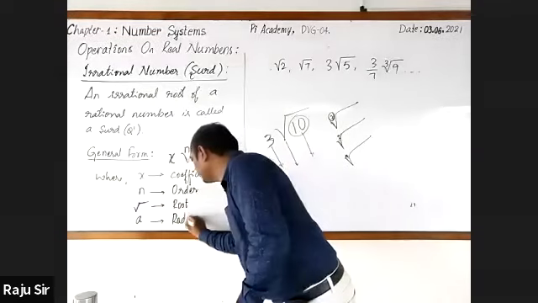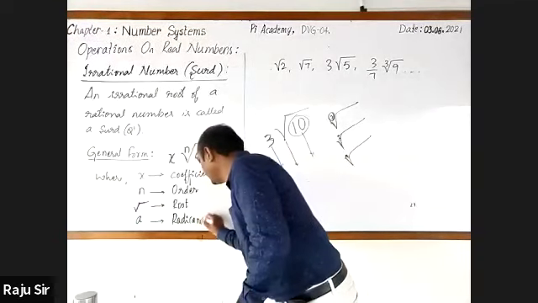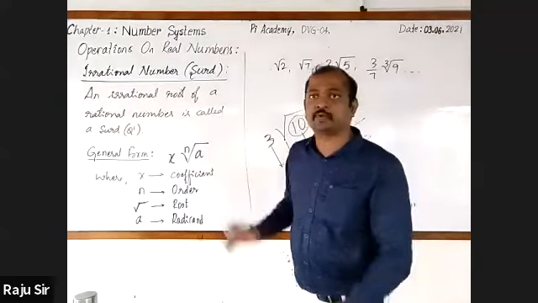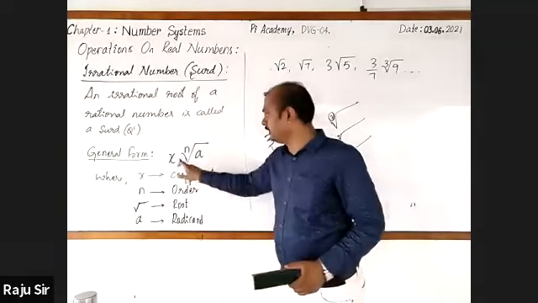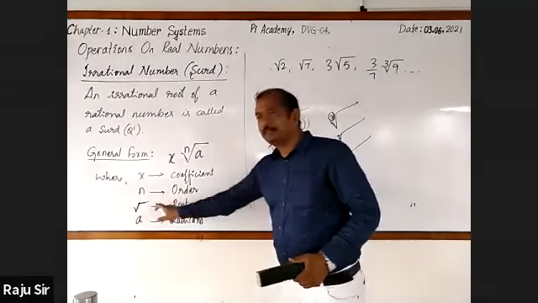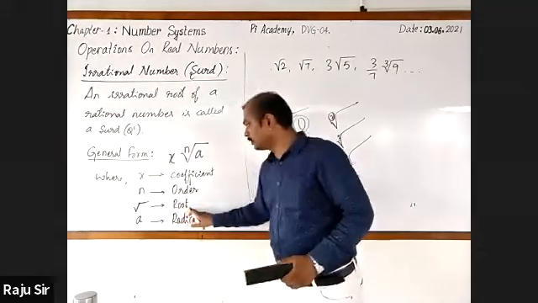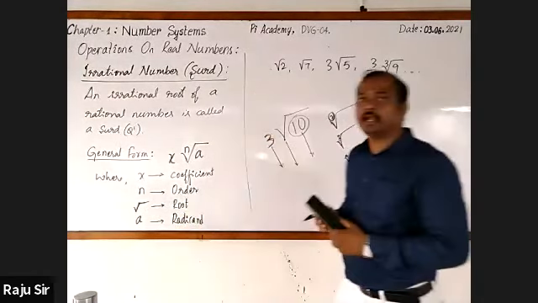Radicand, sir. Radicand. It is there in your textbook. Please keep on reading the textbook. X is coefficient, N is order, this sign is root, and A is radicand.